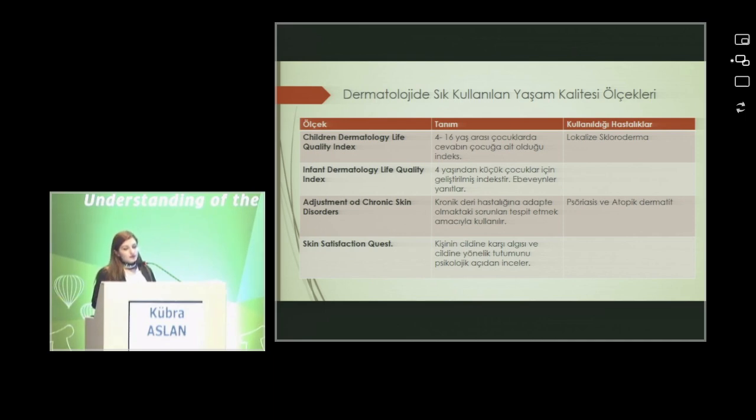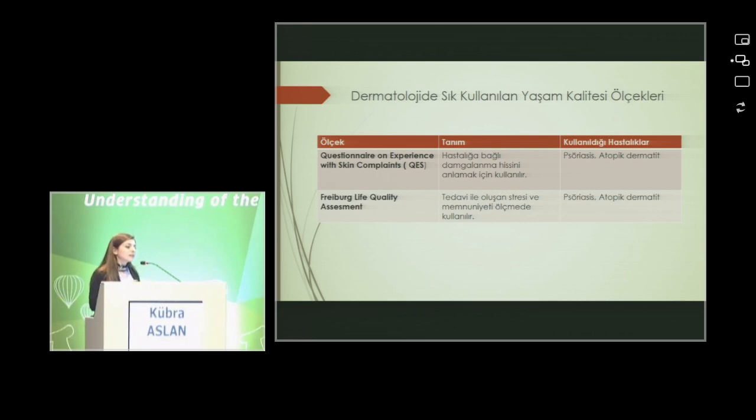Adjustment of Chronic Skin Disorders scale doesn't have a Turkish version, and this one is about the psychological adaptation index. It is for the adaptation of the patient to the chronic dermatologic disease, and we are trying to understand the problems of the patients going through this process. Skin Satisfaction Questionnaire is trying to understand the stance of the person toward dermatological problems.